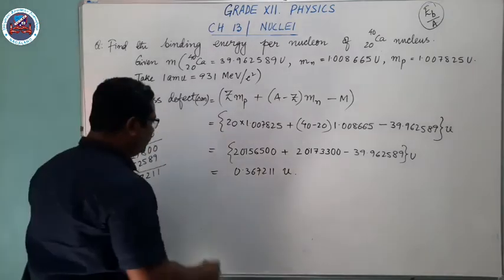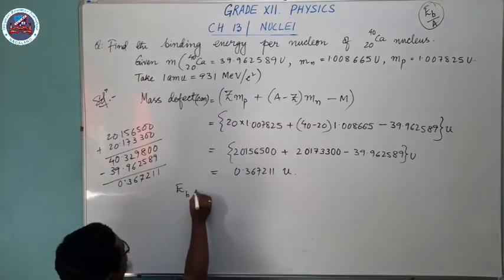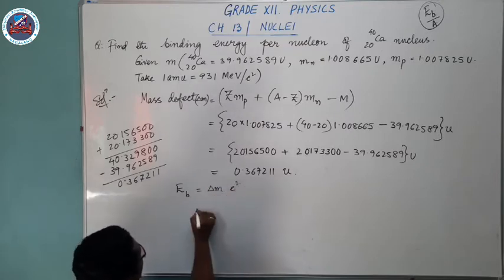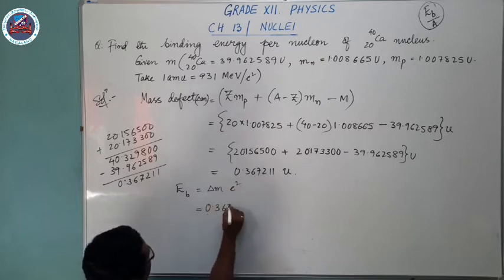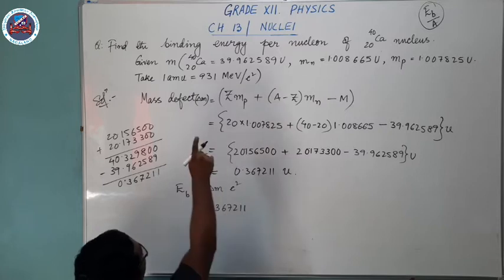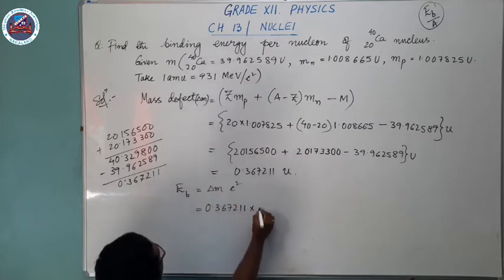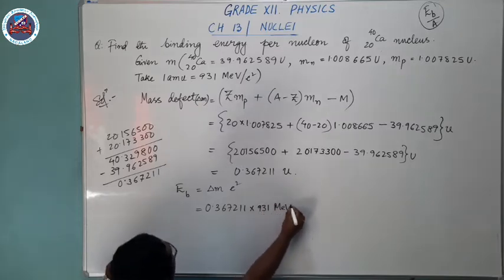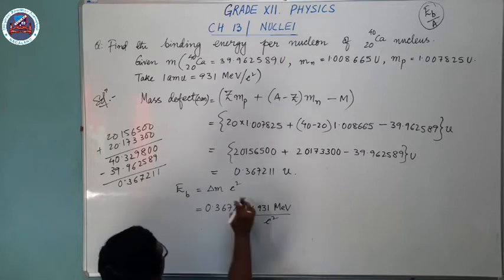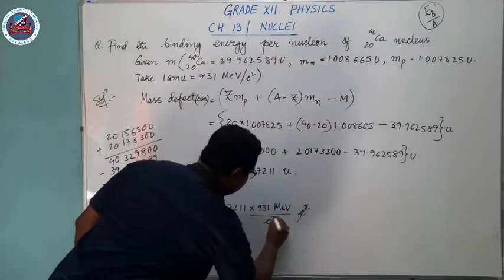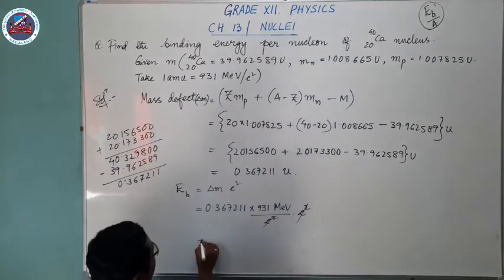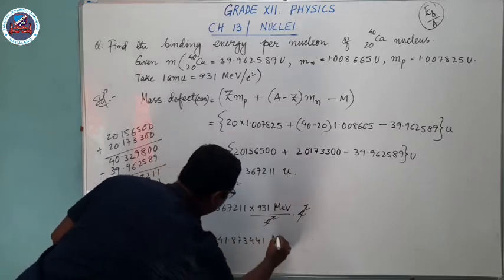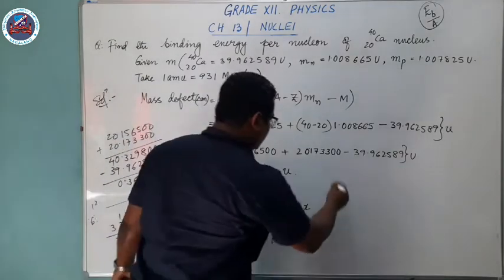Now to calculate the binding energy, EB is equal to delta m c square, and delta m you got is 0.367211 atomic mass unit, converted into mega electron volt. Then it will be into 931 mega electron volt divided by c square. And here you have one more c square. If you cancel it, then you get the answer in 341.87341 mega electron volt.